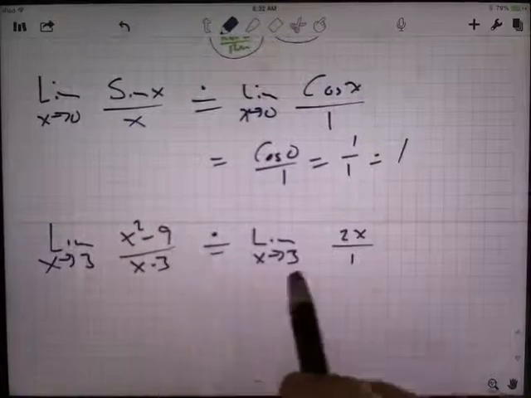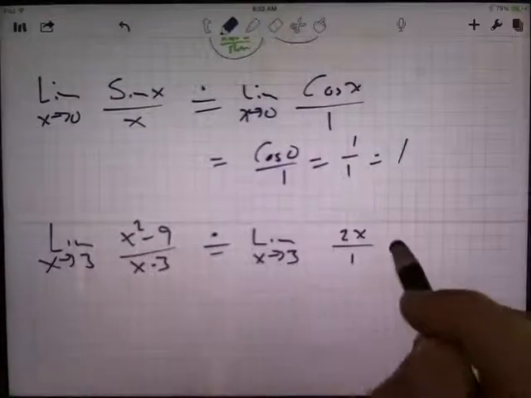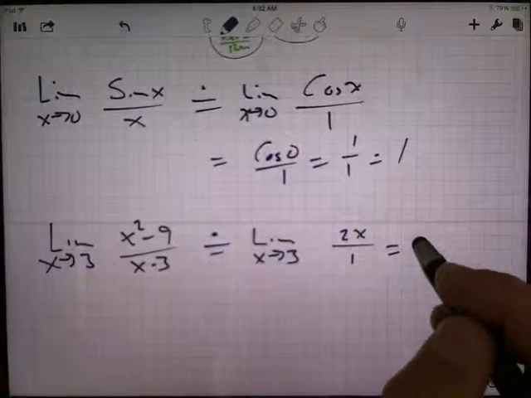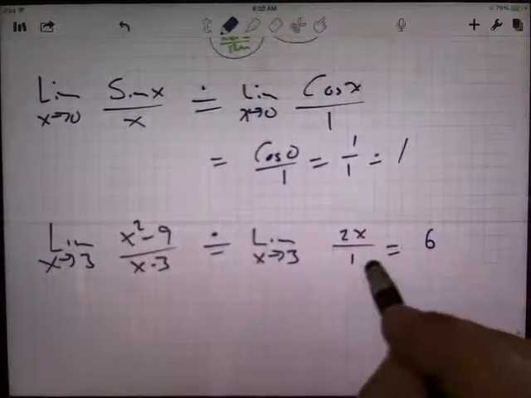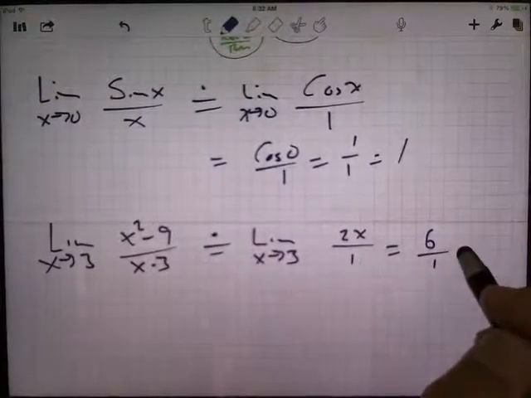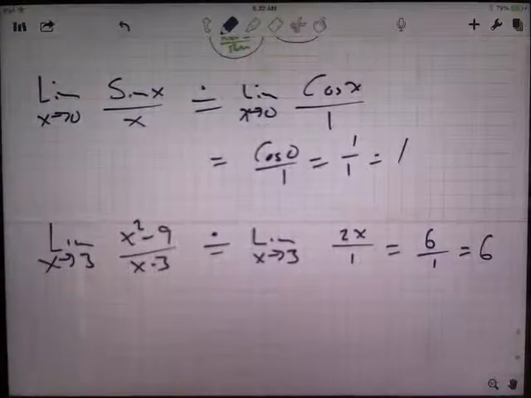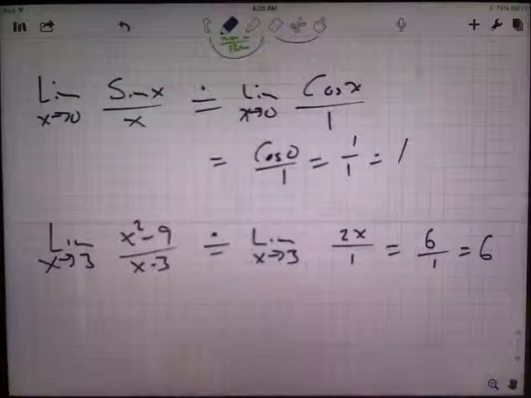I've taken the derivative of the top. I've taken the derivative of the bottom. Now I can plug the 3 in, and I've got 6, right? 2 times 3 over 1, which is 6. And we end up with the answer that we got before, right? Very nice, clean way of doing these 0 over 0 situations.